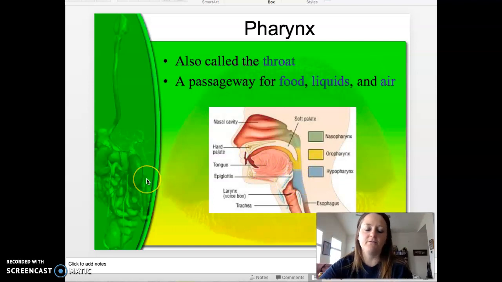And the function or the purpose of the pharynx is a passageway for food, liquids, and air. And then remember, if it's air, it's going to come down the pharynx until it hits the trachea to go down to your lungs. And then you have your epiglottis that's going to cover that, so that food and water doesn't go down that.